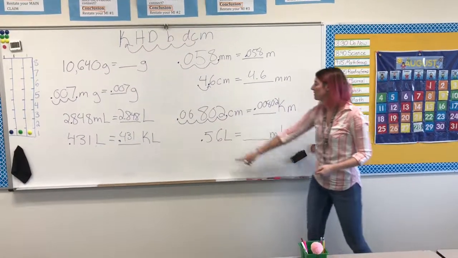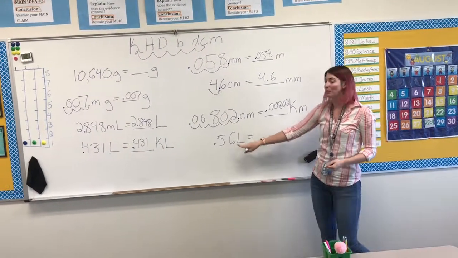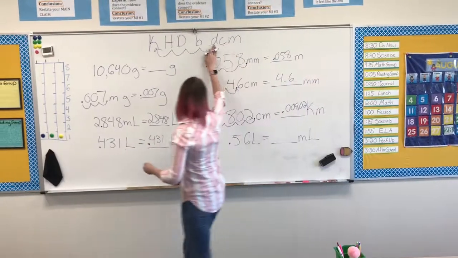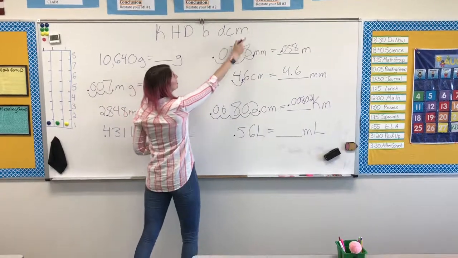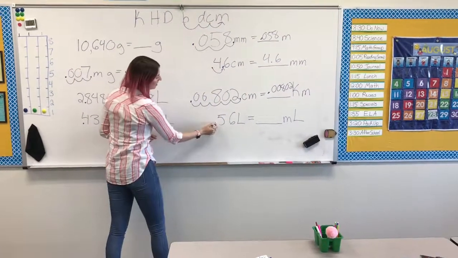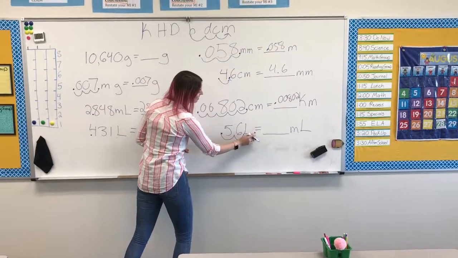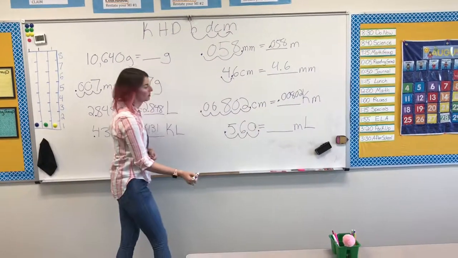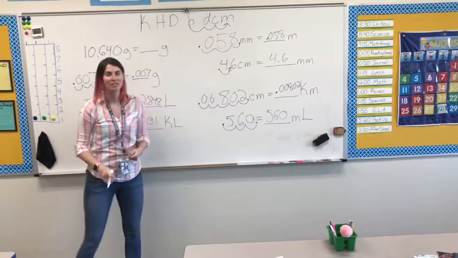Final example. Here we have 0.56 liters going to milliliters. Liters is my base unit. I'm going to milliliters. So I will use my chart. Going from base unit to milliliters. I go 1, 2, 3 times to the right. Moving the decimal 1, 2, 3 times to the right. Blank space, 0. So I have 560 milliliters.